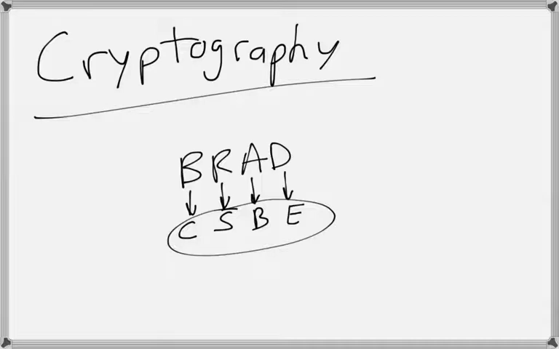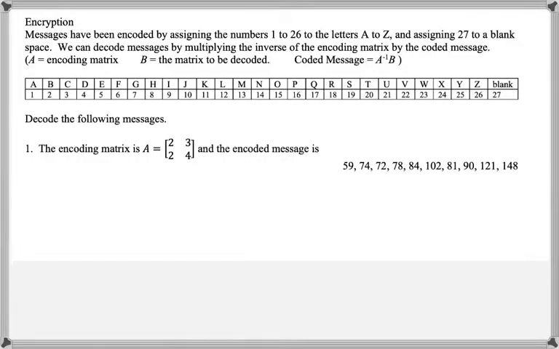This section is actually using matrices to encode secret messages. And this method was state-of-the-art in the late 1920s and early 1930s. In this process, each letter is assigned its corresponding number in the alphabet. So A is 1, B is 2, and so on. And a blank space is the number 27.